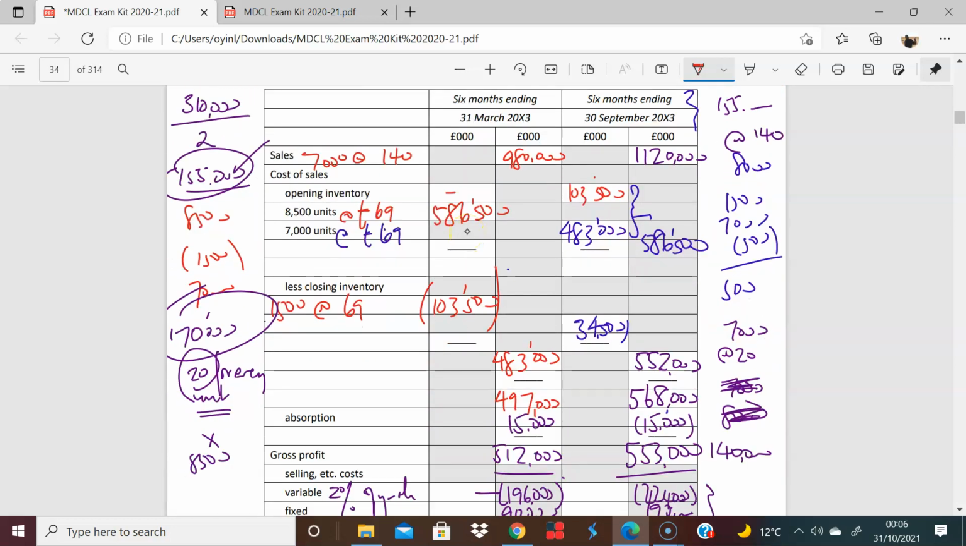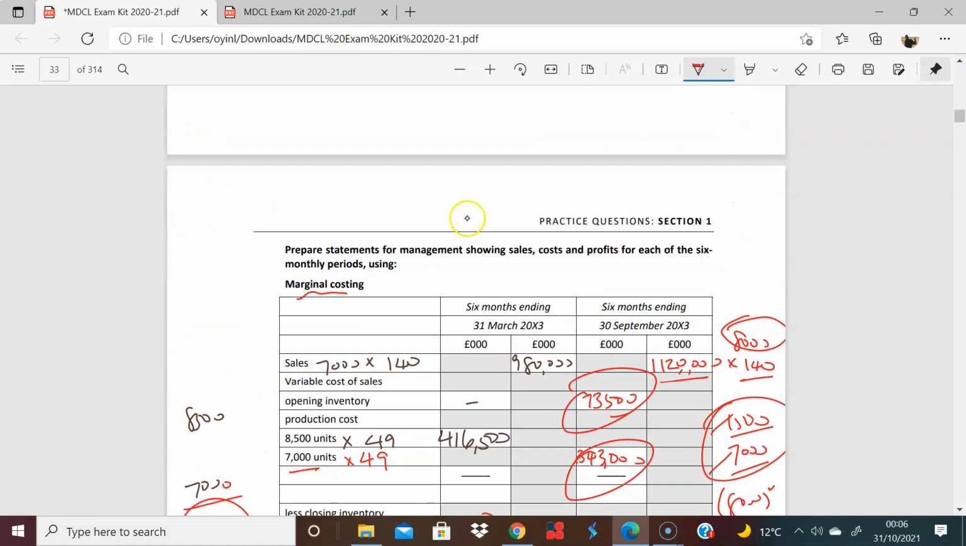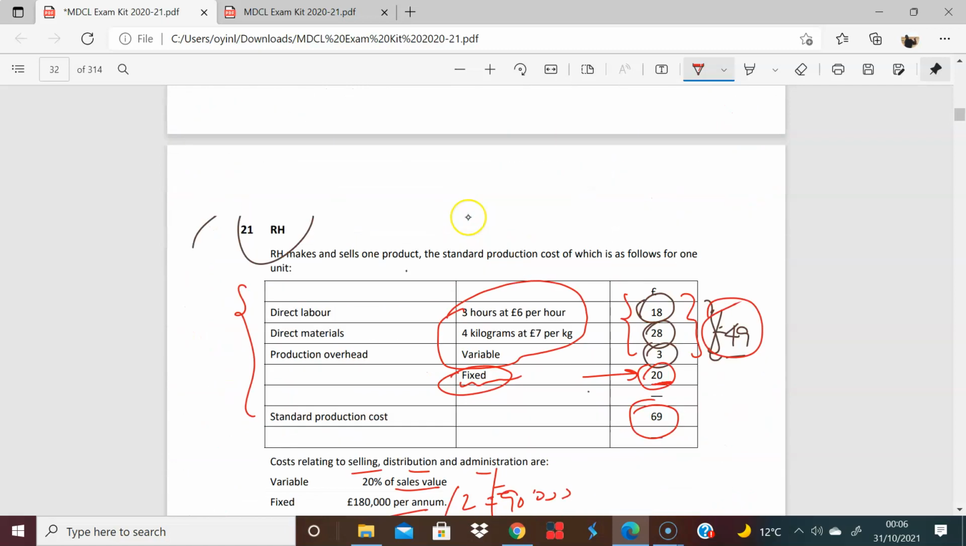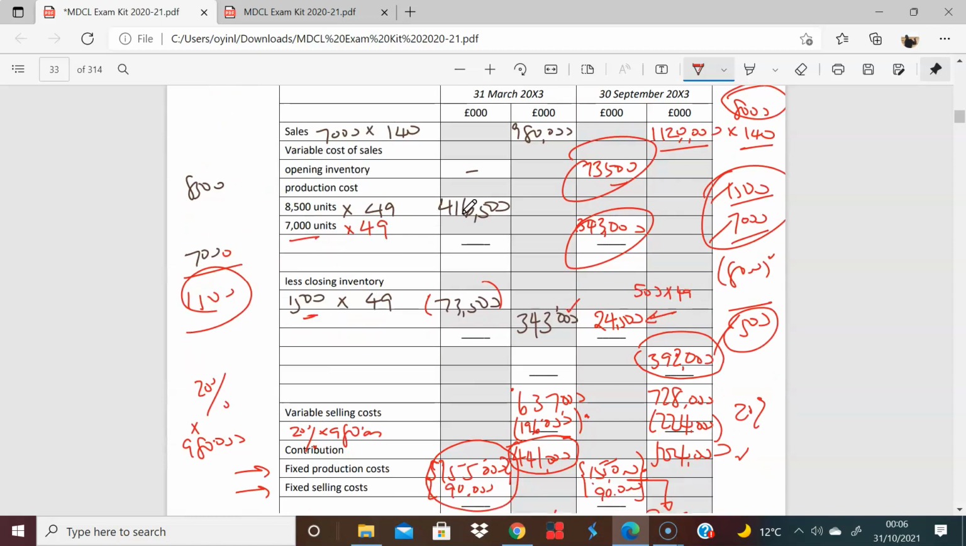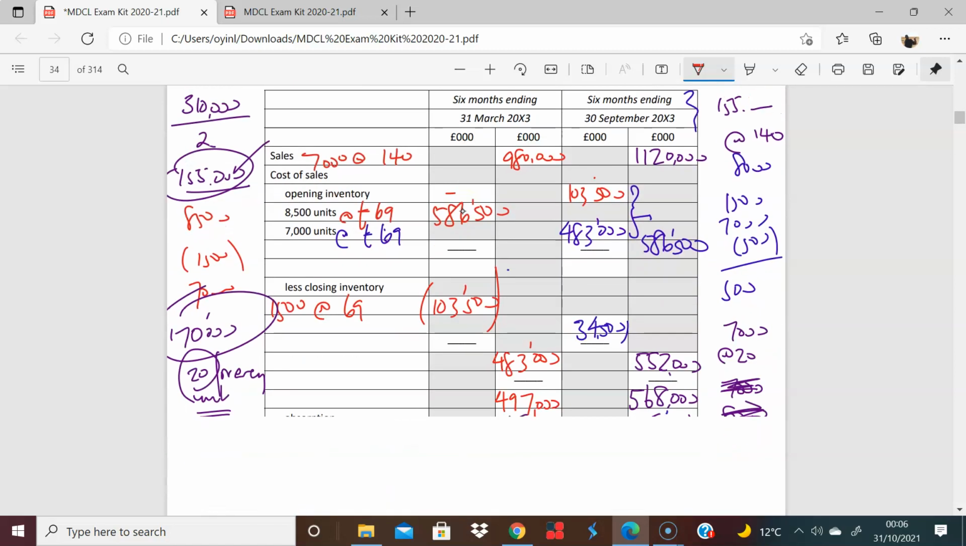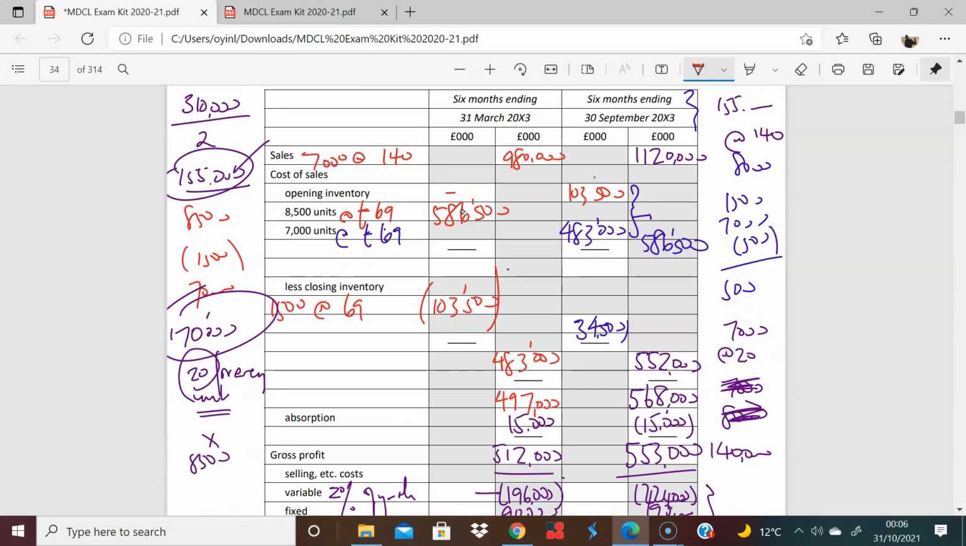Now, I'm doing exactly the same thing, but this time I'm taking in the full cost of 69, because remember, I am absorbing the fixed production overheads with absorption costing. That's the whole point. So I have 69, and that's what I work with throughout. These two are exactly the same process. 8,500 at 69 gives you 586,500.